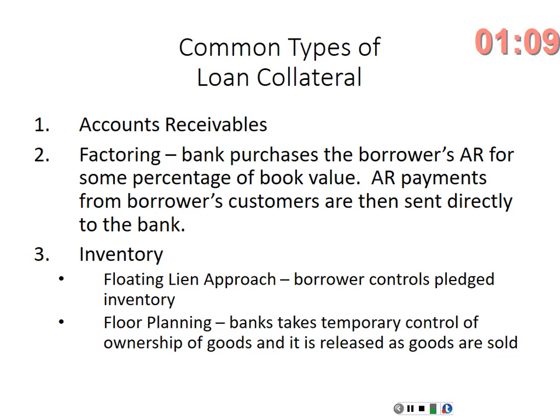Inventory. If you take inventory as collateral, there's a couple of ways you can do it. One's called the floating lien approach, where the borrower controls the pledged inventory. That simply means, say, for example, if you're a car dealer and you're a bank, you've loaned the car dealer money to buy cars. Whenever they sell a car, they control the titles. They sell a car, they come in and then pay off part of their loan with the car sale, okay?